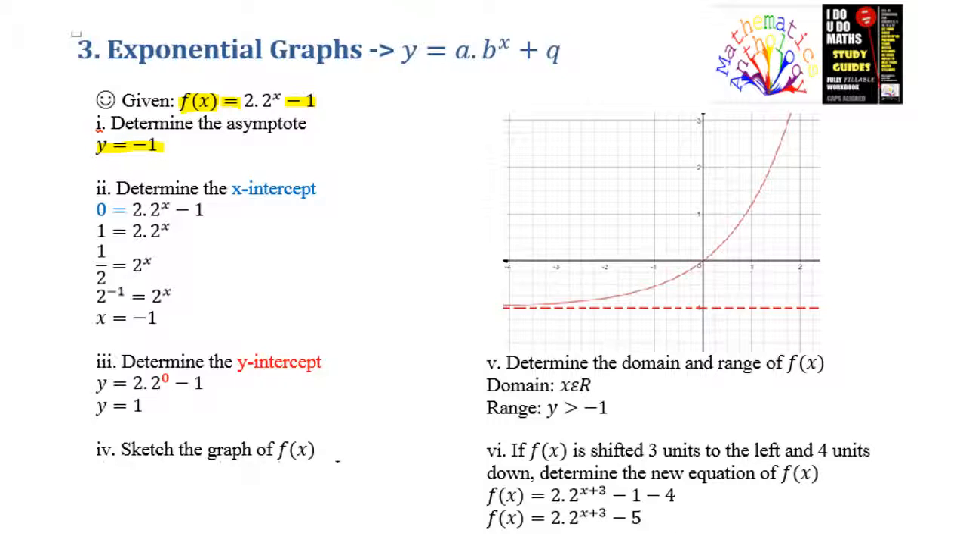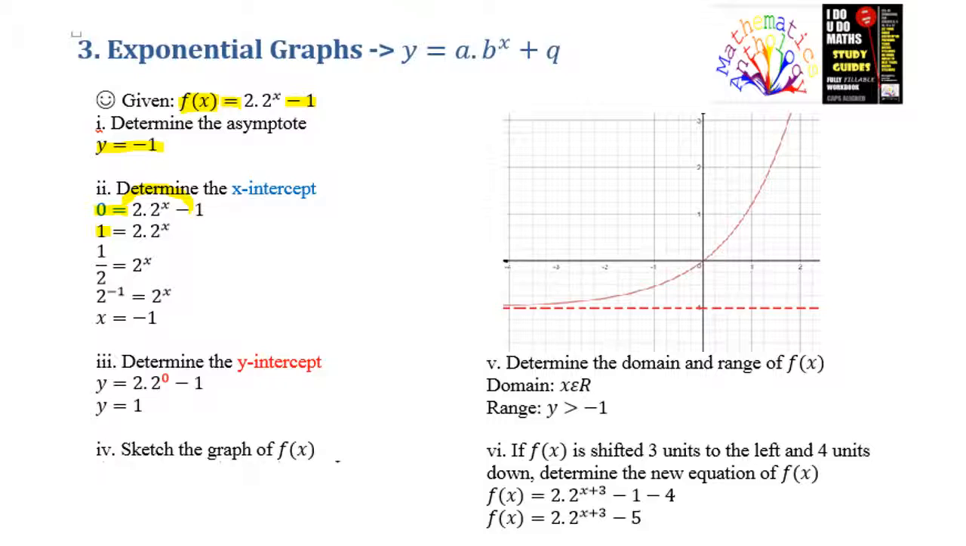The next one, determine the x-intercept. Remember, for the x-intercept, you must let y equal 0. So 0 is equal to 2 times 2 to the power of x minus 1. So we need to solve for x here. So we'll take our minus 1 over. That becomes positive 1 here. Positive 1 is equal to 2 times 2 to the power of x.